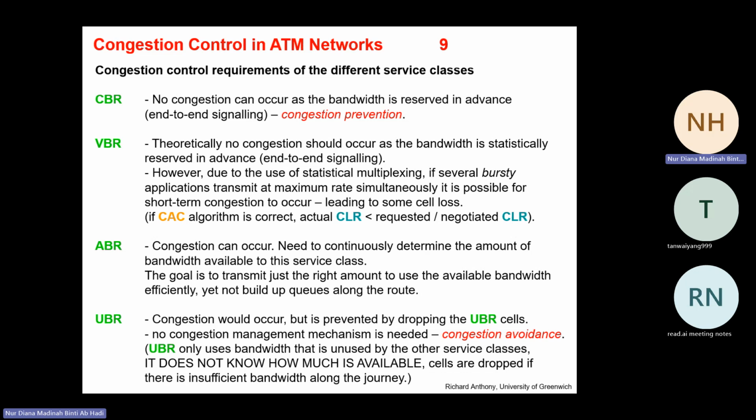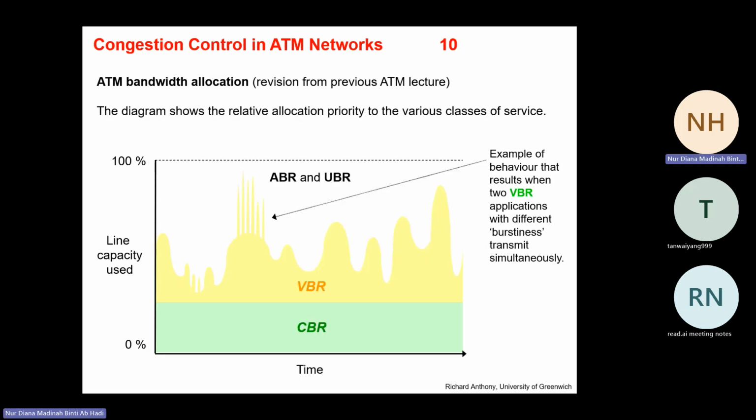So the difference between constant and unspecified is that constant uses prevention, while UBR uses avoidance. UBR will only use the bandwidth that is unused by other service classes. Therefore, it doesn't know how much is available. So if the bandwidth is not enough along the journey, your cell would be dropped. So this is the bandwidth allocation, from the previous ATM lecture that I showed previously.